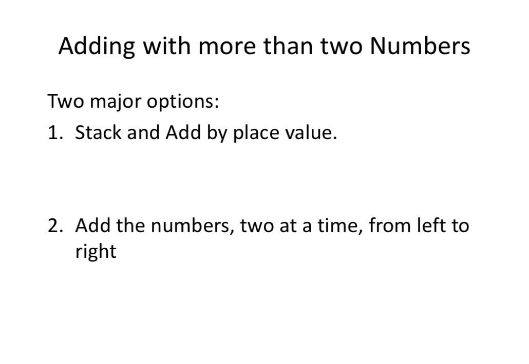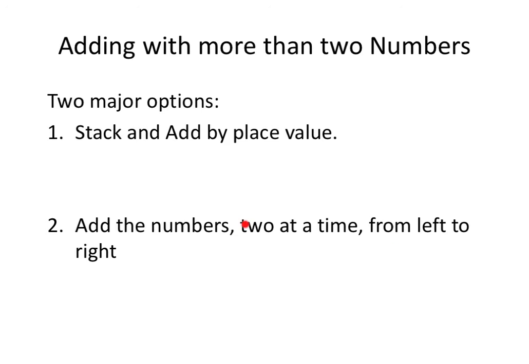Now, what if you're adding more than just 2 values, like we've seen in pretty much all the other examples we have done? Well, you got 2 major options, and the most common way is to just stack and add by place values. But there's still a good majority of students that prefer to stack and add 2 numbers at a time. Now, there's a few different ways to show the second method. I'm going to show them individually on 2 other individual problems coming up.